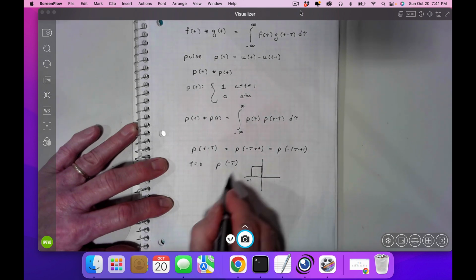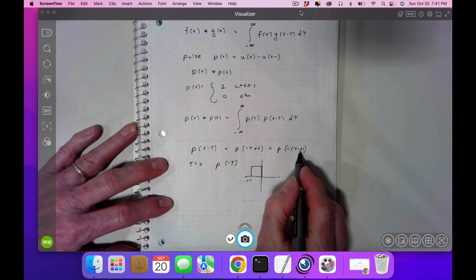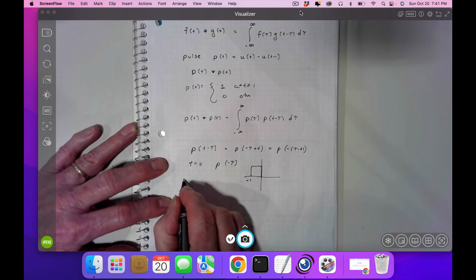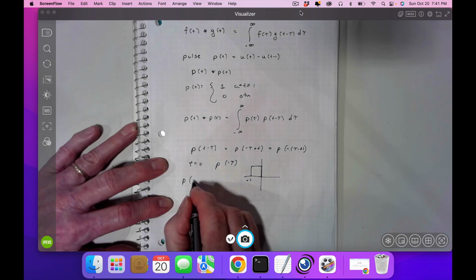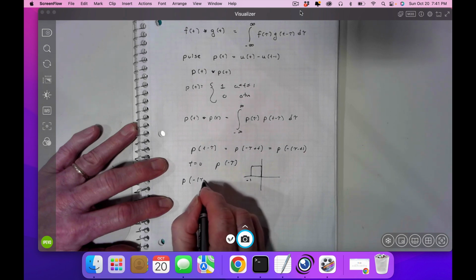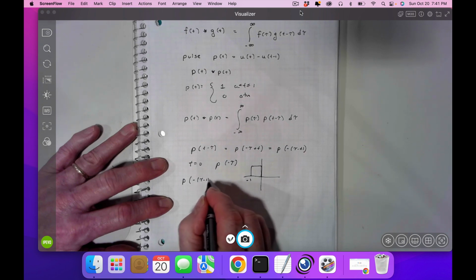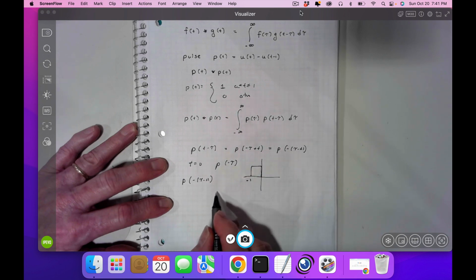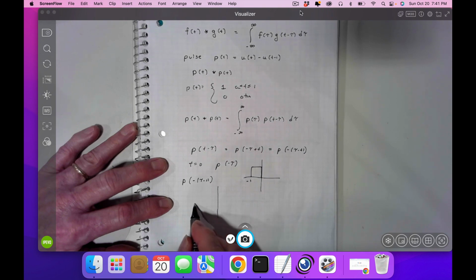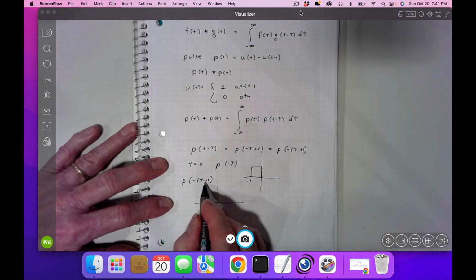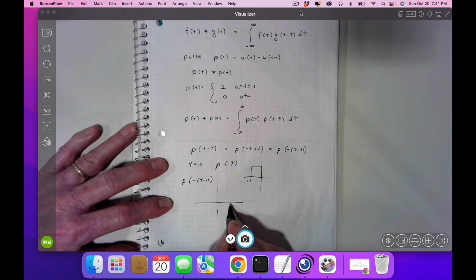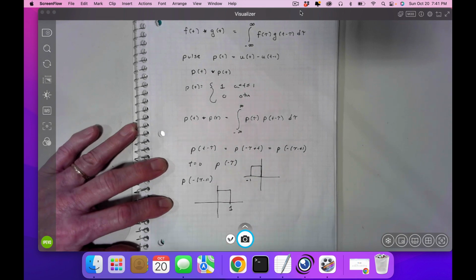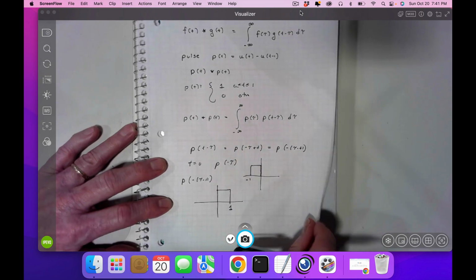Now, if you have this function here and this minus t here, you're sliding it to the right. So if I have p of minus tau minus 1, for example, it's going to be this shifted to the right by 1, and it will look like this. P of minus tau minus 1, just take this and shift it to the right by 1, which means it's going to look like, well, interesting, it's going to look like our original pulse. Okay, so let's see what the product of these two looks like.